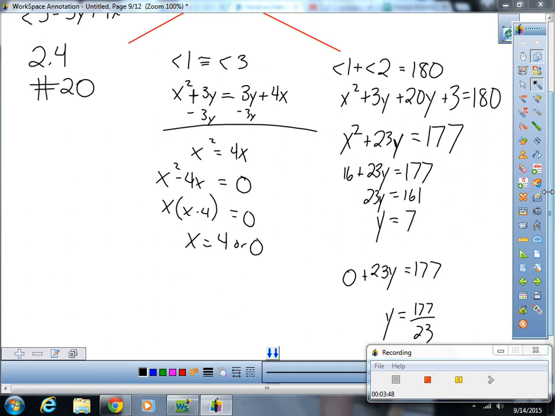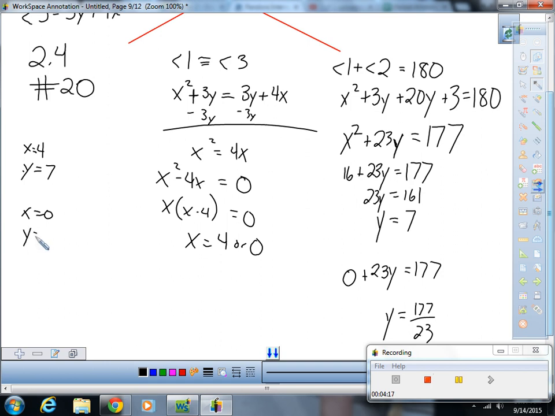So what are they asking us for? They're asking us to find the measure of angle 1. Okay, so we have to put in the coordinates 4 for x and 7 for y, or 0 for x and 177 over 23 for y.